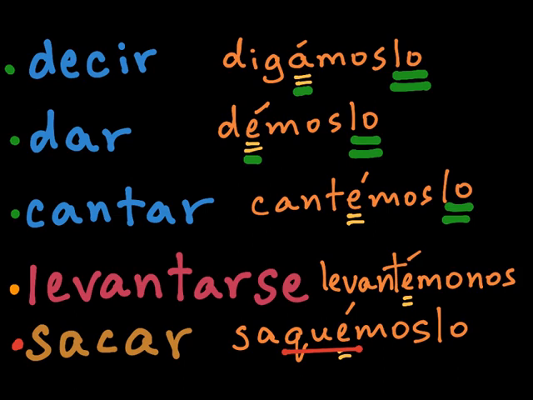So this one is sacar, to take out, and this one is saquémoslo, let's take it out. And I added this direct object pronoun, and again it will change the number of the syllables, so it breaks the rule, and therefore you indicate it with the written accent.